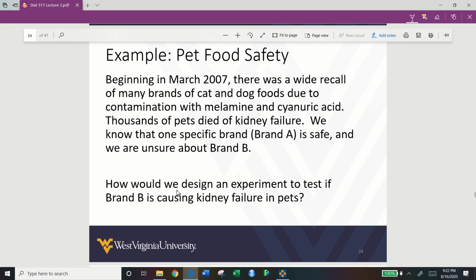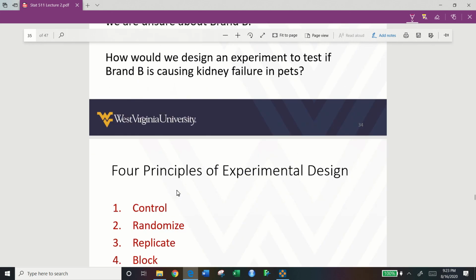So an example could be pet food safety. Beginning in March 2007, there was a wide recall on many brands of cat and dog foods due to contamination with melamine and cyanuric acid. Thousands of pets died of kidney failure. We know that one specific brand, brand A, is safe, but we are unsure about brand B. And we want to know, how would we design an experiment to test if brand B is causing kidney failures in pets?